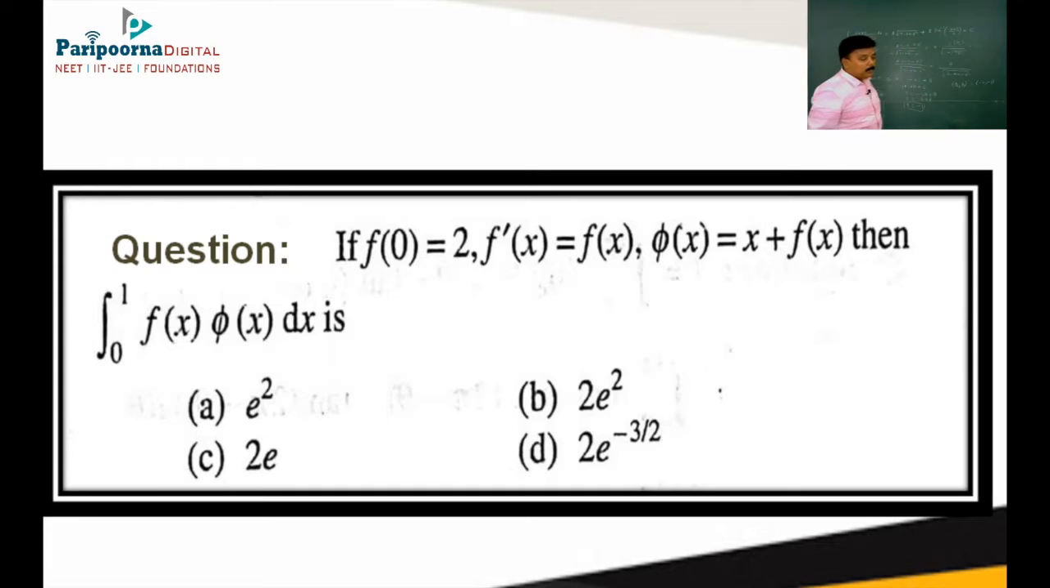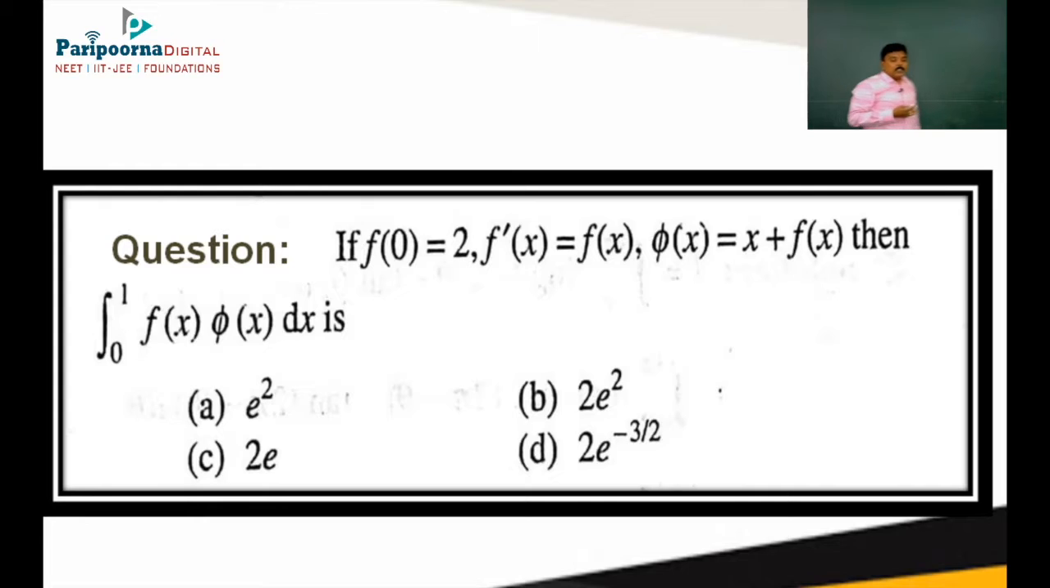Again, a similar problem is this one. If f dash of 0 equals 2 and f of 0 equals 2 and f dash of x equals f of x, what is the integral?